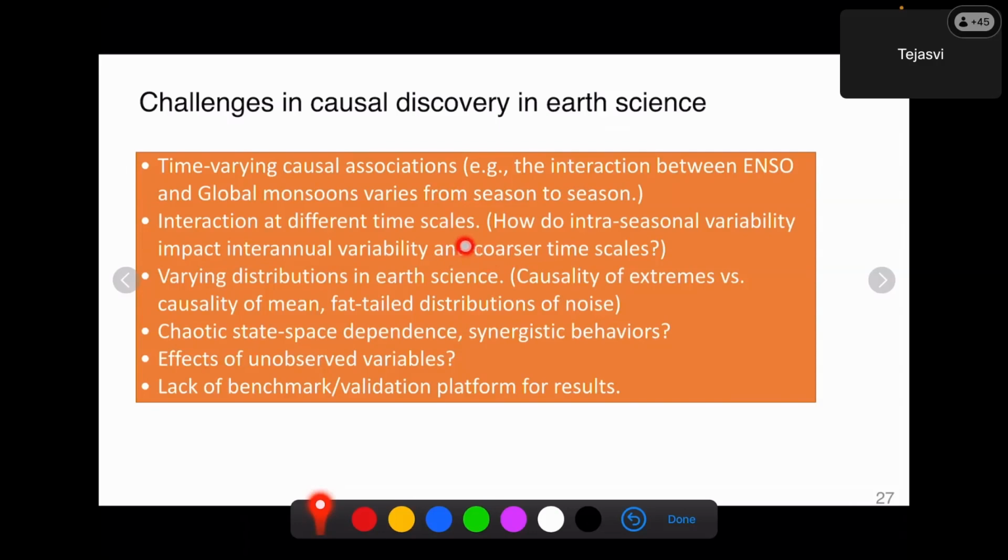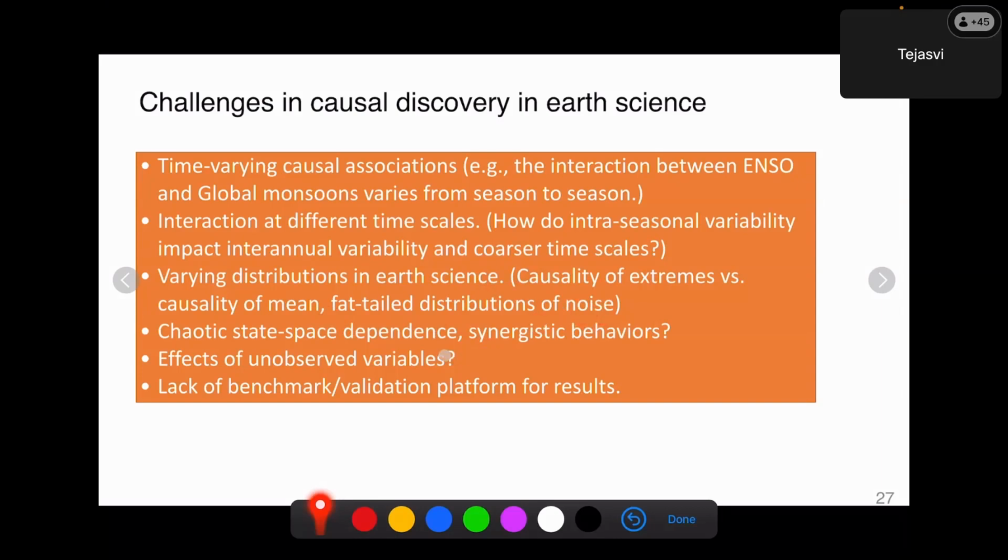Then there are interactions at different time scales. Can causal relationships exist from intra-seasonal variability to interannual time scales, or maybe coarser time scales, or vice versa? How is the causal structure at varying time scales? Next is varying distributions, so causality of extremes. How does causality of extremes differ from causality of means? And how does the distribution of noise fit into all this?